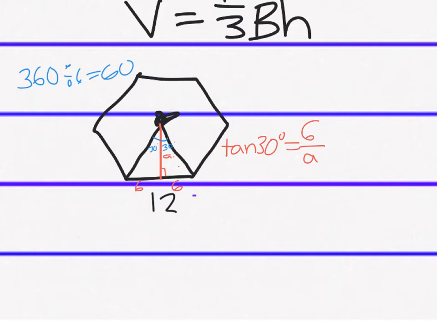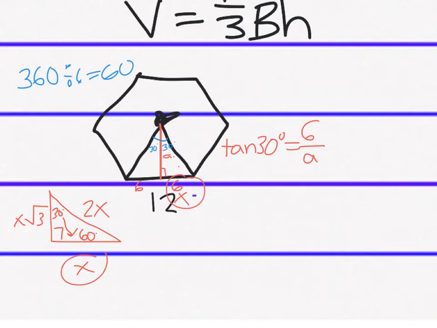I also could use my knowledge of 30-60-90 triangles. If you remember those special right triangles, where we had the reference triangle x, 2x, and x square root of 3, we could use that, since this is a 30-60-90 triangle. The side across from 30 degrees is our x, so 6 is my x. The side across from 60 degrees is x square root of 3, so that would make my apothem 6 square root of 3.